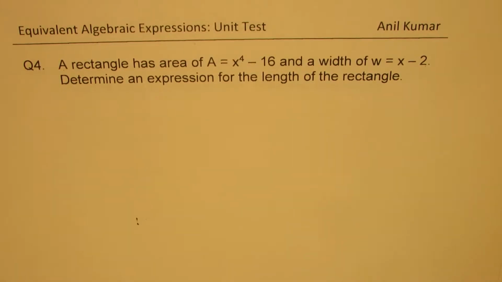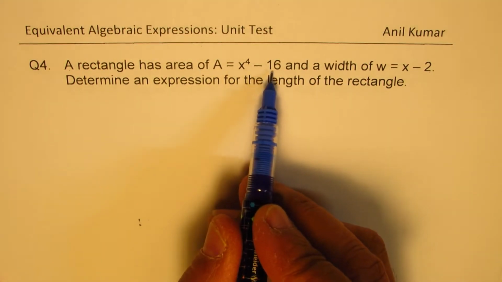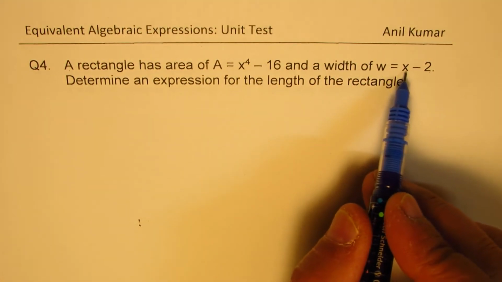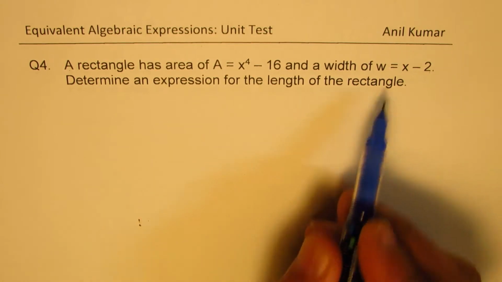And take up application questions here. So we'll begin with question number 4, which is a rectangle has area of x to the power of 4 minus 16 and the width of x minus 2. Determine an expression for length of the rectangle.